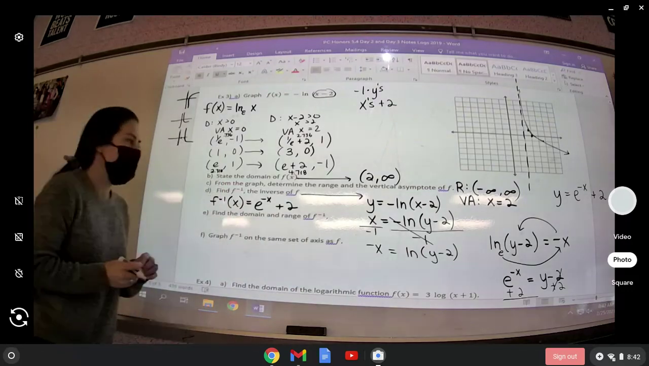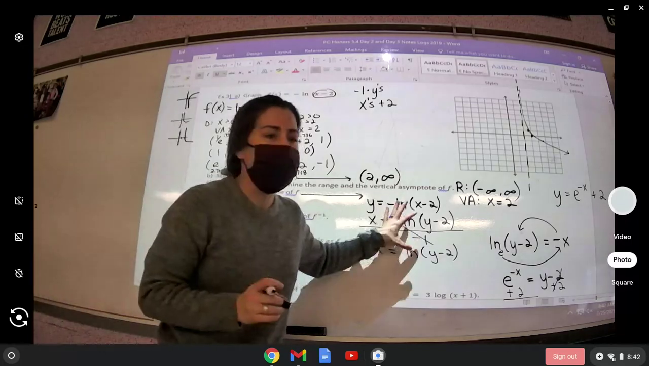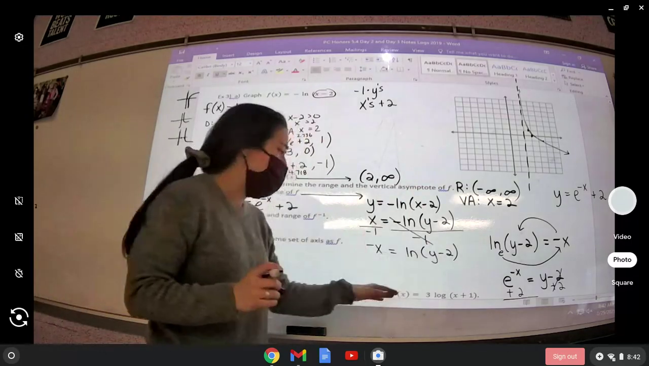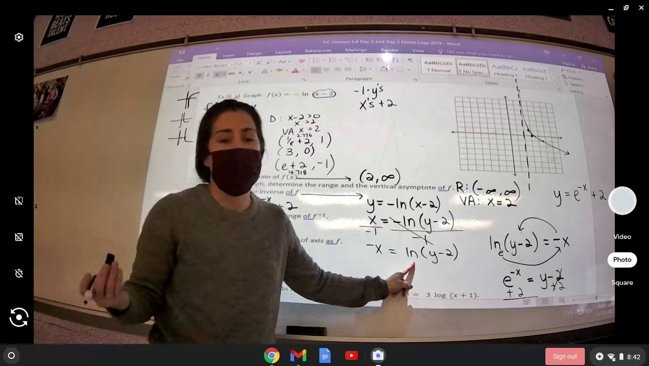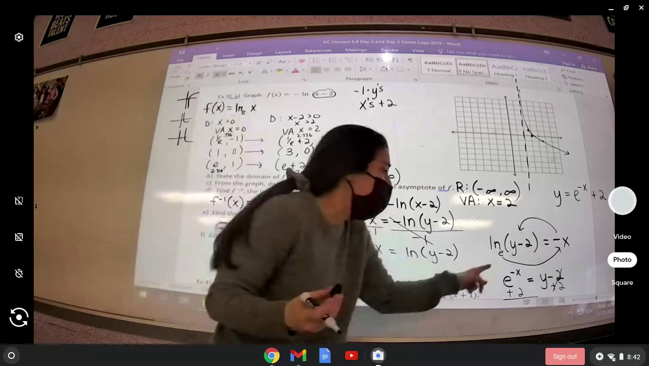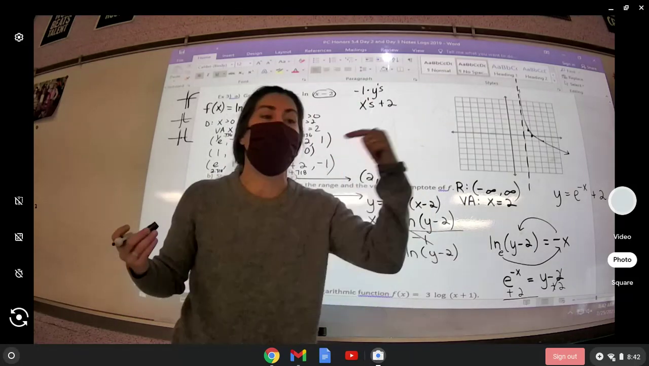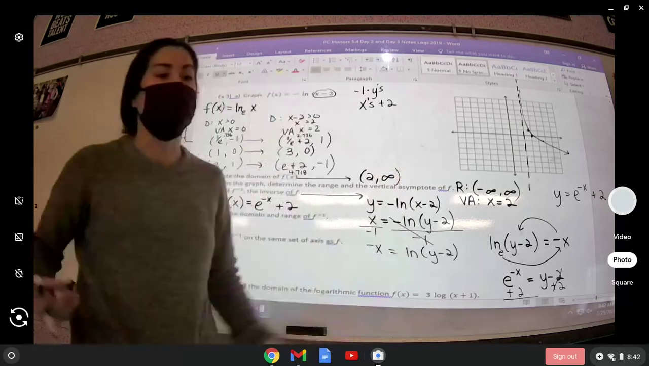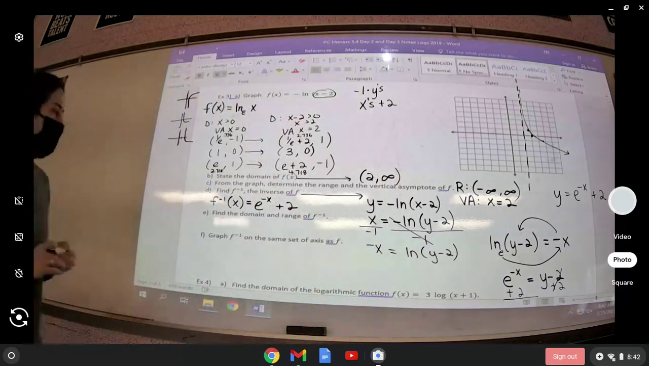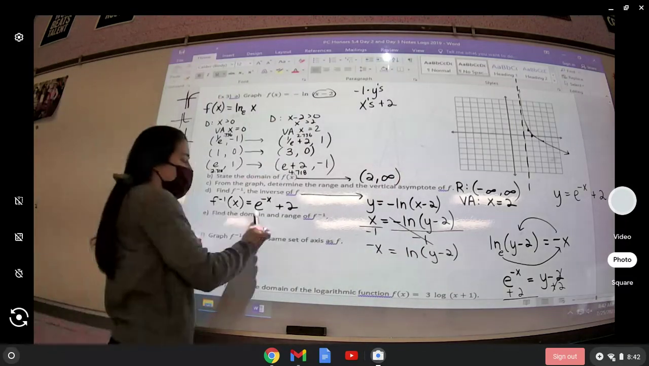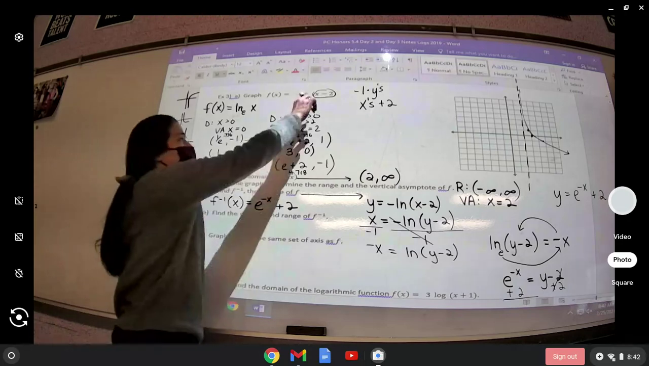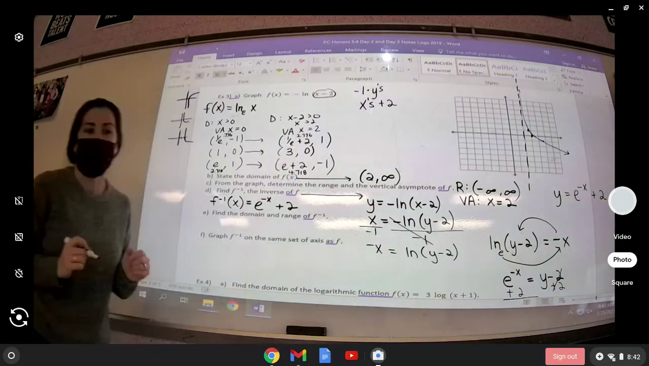Okay. So we switched x and y. We started to get y by itself. You basically have to isolate the log. And then once you isolate the log, you can convert to exponential form. And then that's where the log will go away. And again, it makes sense that a base e exponential is what's going to undo a base e logarithm.